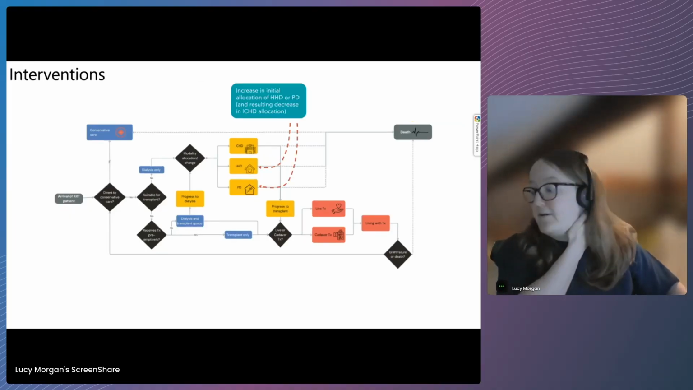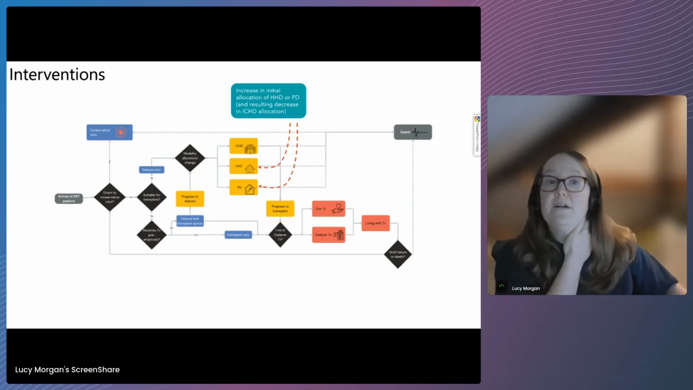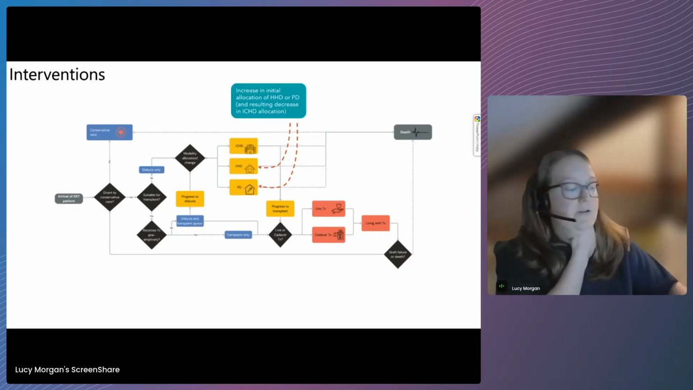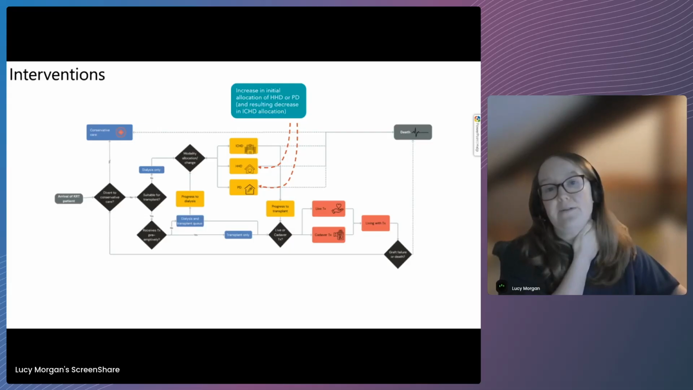Okay, so things that we were going to look at intervening in this system, we're looking at moving people out of in-centre hemodialysis into home or peritoneal dialysis, so trying to take the pressure off the capacity problems that we're seeing in centre.